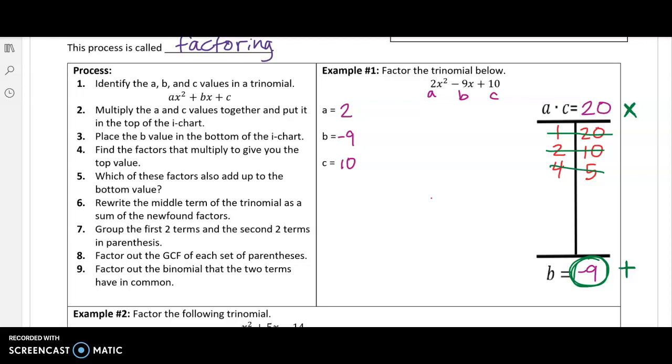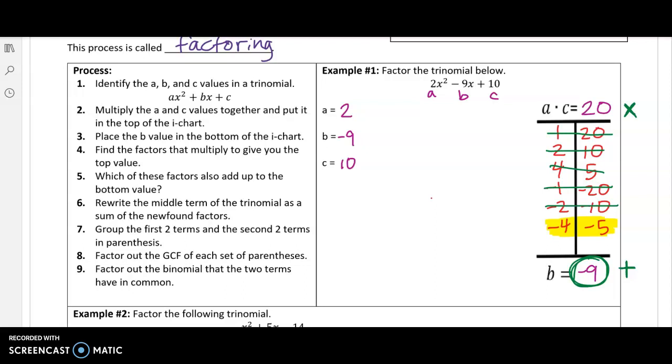So in order to get a positive number, we might want to consider multiplying a negative times a negative. Like -1 times -20 also gives us positive 20. -2 times -10, and -4 times -5. And once again, going through and finding the ones that add up to that bottom value, -9. These do not, these do not. And I think we have finally found our pair, which is -4 and -5. Not only do they multiply to give you a positive 20, the top value, but they add up to give you -9, the bottom value. Those are our two factors. Now, what do we do with them?